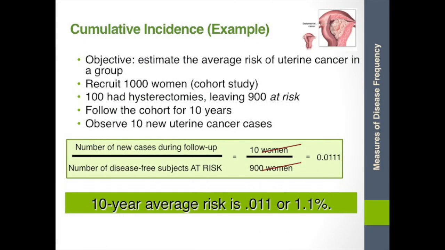Let's suppose that we want to estimate the average risk of uterine cancer in a group of women. We start with 1,000 women in the group, but 100 of them have hysterectomies, so technically they are not at risk of developing uterine cancer, leaving 900 at risk. We follow these women for 10 years and observe 10 new uterine cancer cases. After making some calculations, we find out that the 10-year average risk of developing uterine cancer is 1.1%.